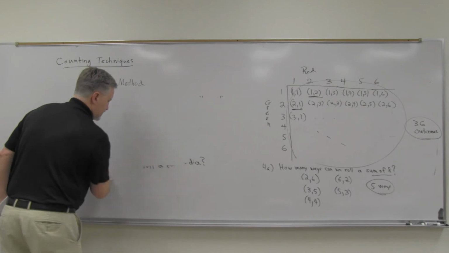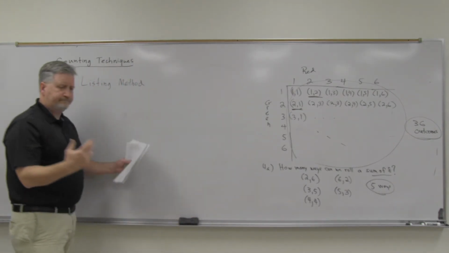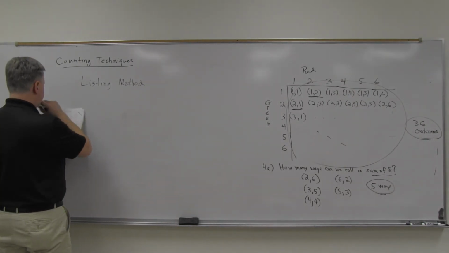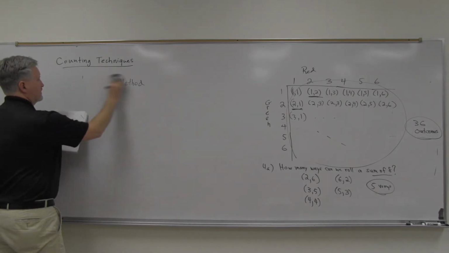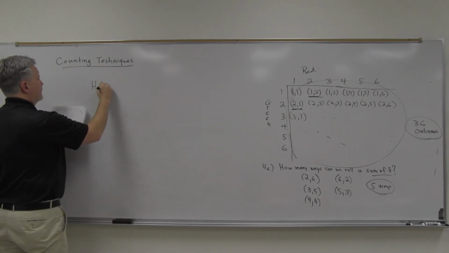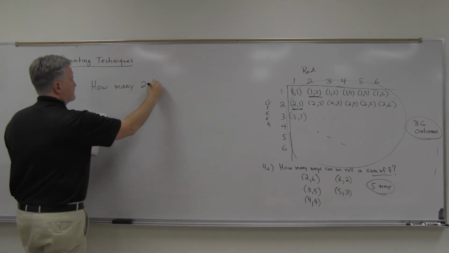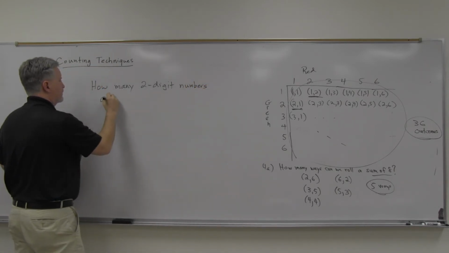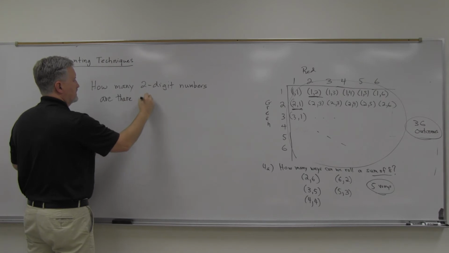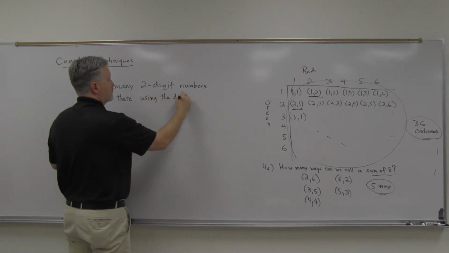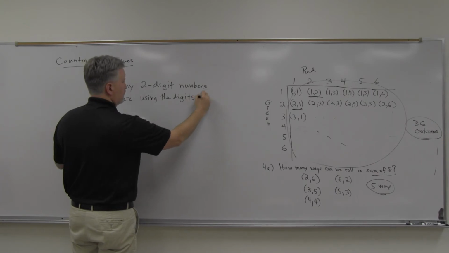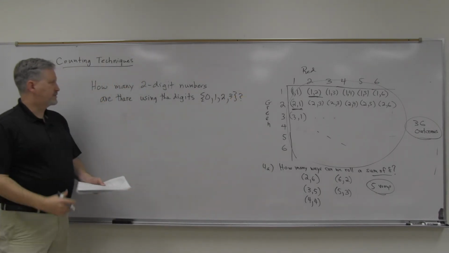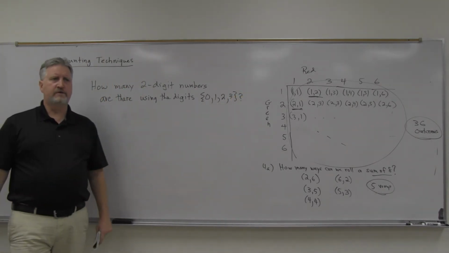Okay? Another thing we'll do is we'll talk about counting numbers. How many 2-digit numbers are there using the digits 0 through 3, 0, 1, 2, 3? So how many 2-digit numbers are there using the digits 0, 1, 2, or 3?